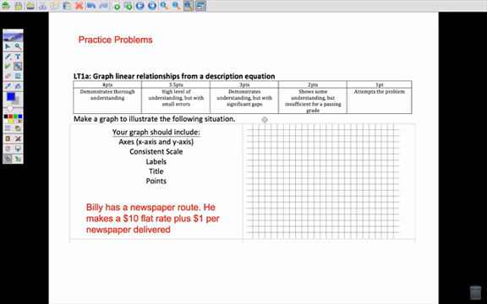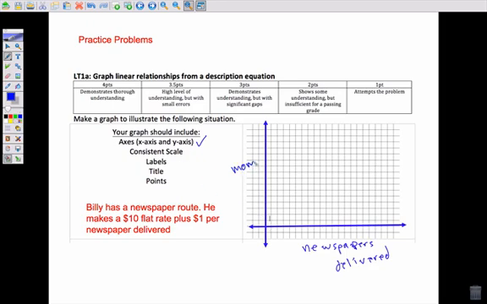Okay, so let's go over the solution. Here's your y-axis, here's your x-axis. Done with both of those, I'm just going to check that off. Label and scale it. Down here I'll put newspapers delivered. And here I'll put money made.